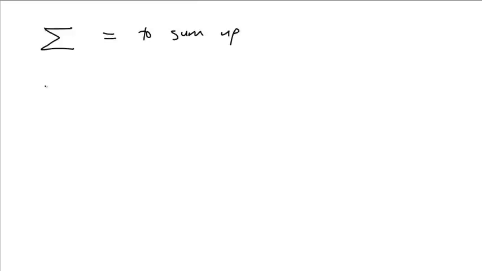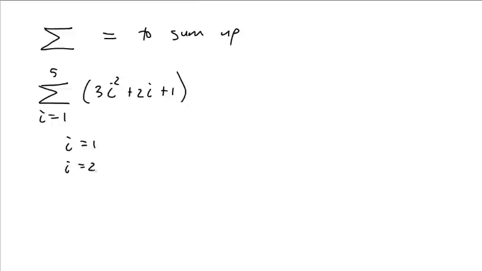For example, if we have sigma i equals 1 up to 5 of 3i squared plus 2i plus 1, it means we're going to add 5 things up. It means that first we're going to have i equals 1, and then i equals 2, and then i equals 3, and i equals 4, and i equals 5. We're going to start with whatever we have i equal to here, and we're going to stop as soon as we have i equaling that thing.